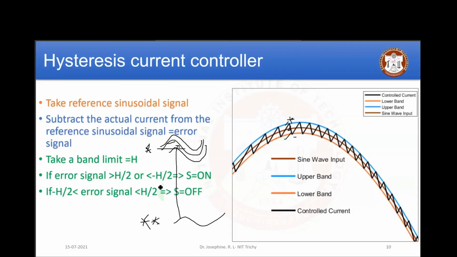So how we can do this? Take that reference signal, subtract the actual current from the reference signal, that is your error signal. So assume that the brown color line is my reference signal. And whatever the actual current that I have, this black color one, assume that it may be some sinusoidal at one instant. This I'm going to subtract from that. So the reference is being subtracted from the actual.